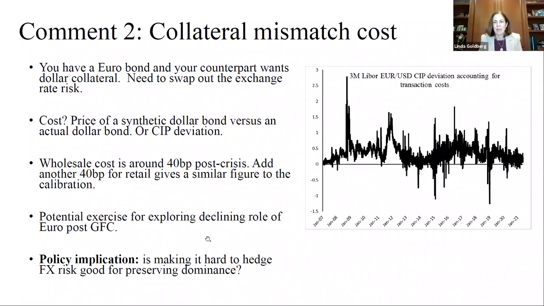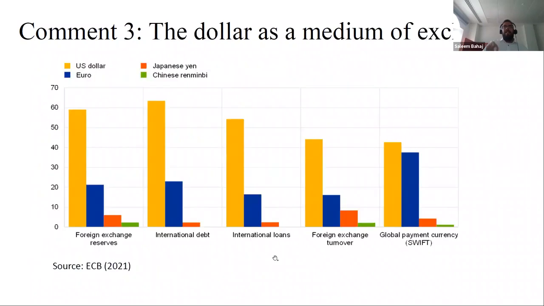A policy implication is, is it the case that actually making it harder to hedge your currency, if I'm a dominant currency, is a good idea? Would that help me sustain my dominant status? That seems to be something that comes out of the model. I wanted to just ask that question. And lastly, this is a kind of throwaway comment. I'll just make it to wrap up.